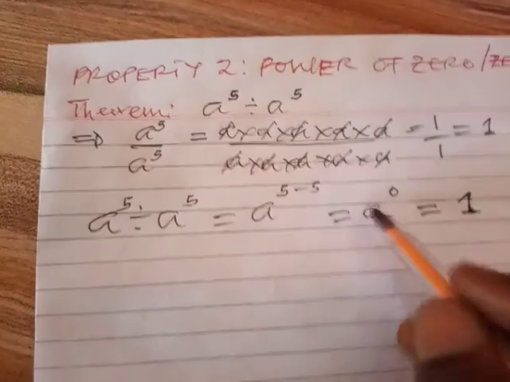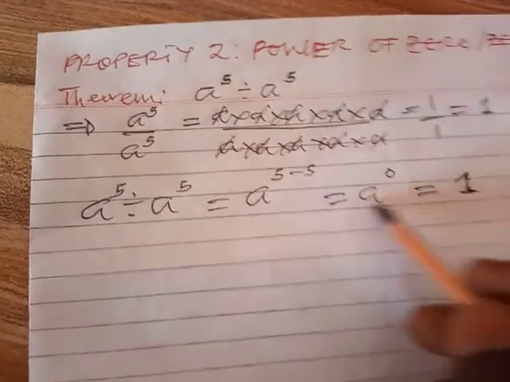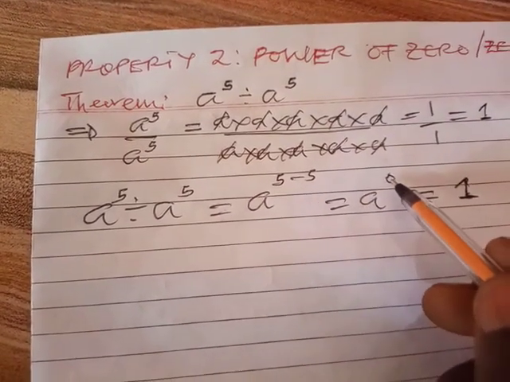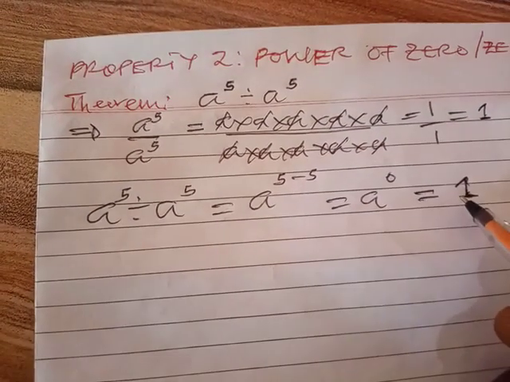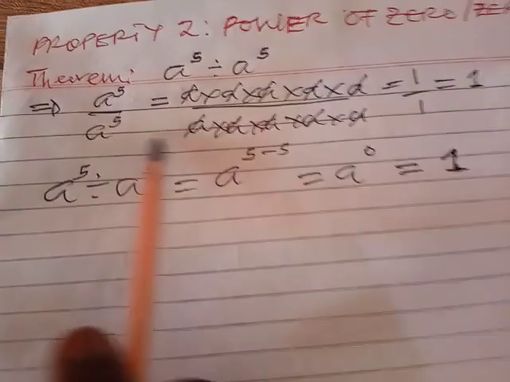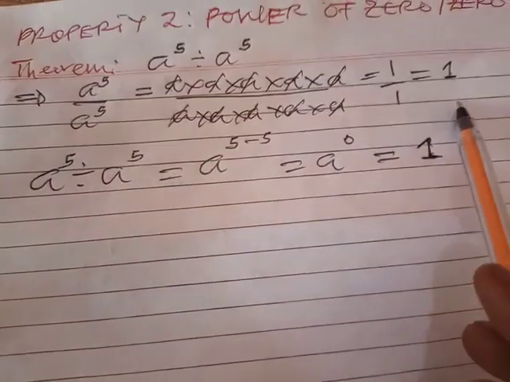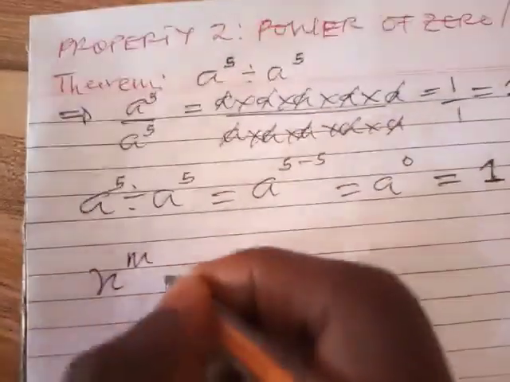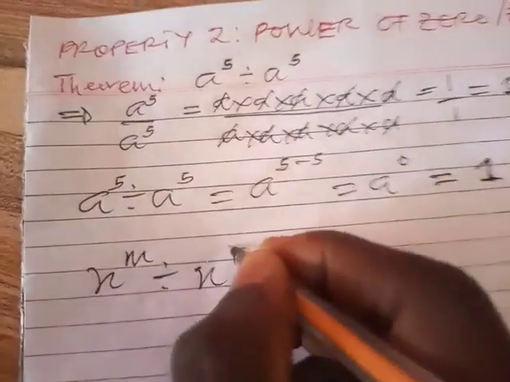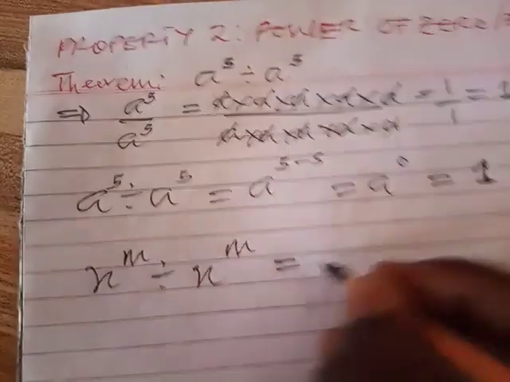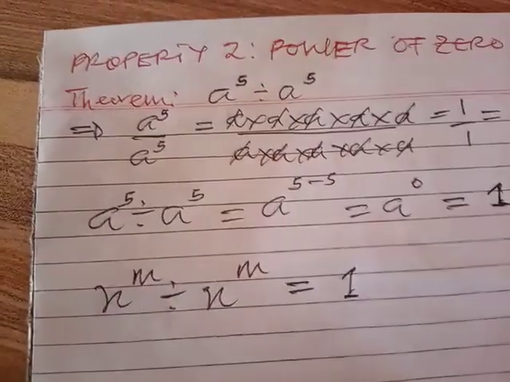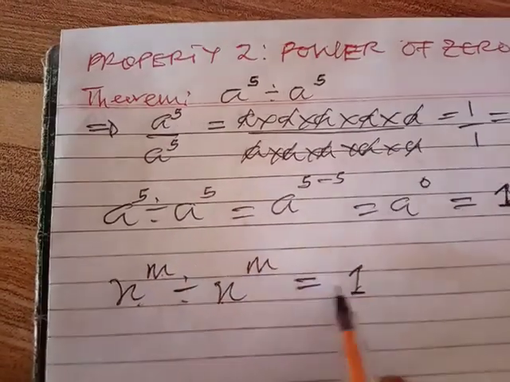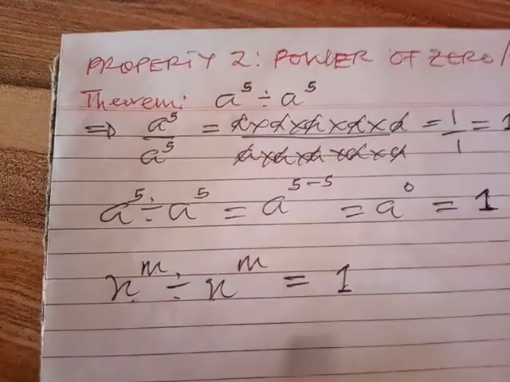If the number is not 0, if the base is not 0, and you are having an exponent of 0, the result should be 1. So from this evidence, we had 1, which means when I have x^m divided by x^m, the answer to this problem is 1. The bases are the same, the exponents are the same, so we get 1.